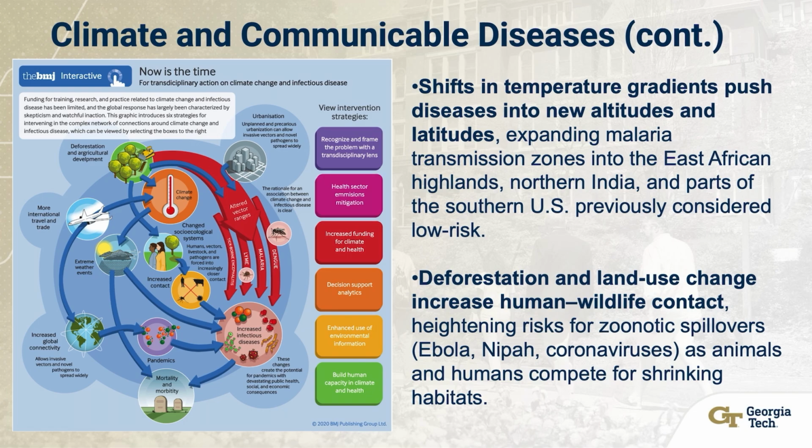So let's look at this. Shifts in temperature gradients push disease into new altitudes and latitudes. So we're seeing an expansion of things like malaria into areas where it really didn't exist before. And we're also seeing that deforestation and land use change can change how wildlife contact and movement of wildlife can also impact the spread of these types of diseases.